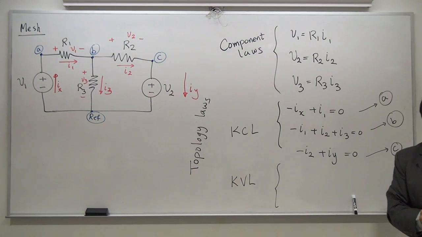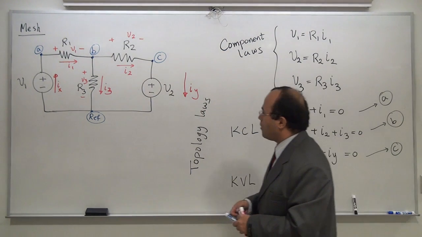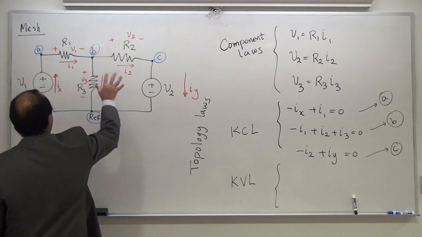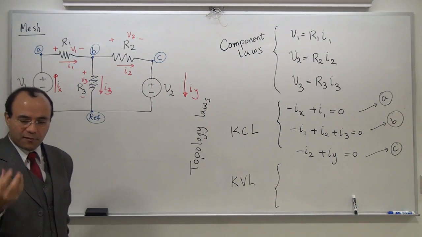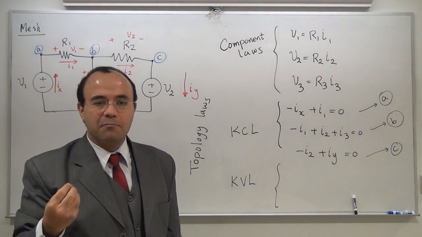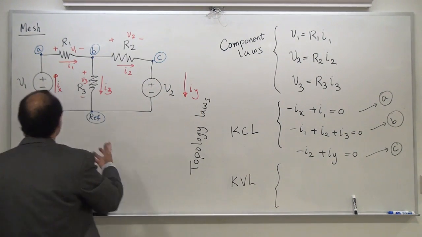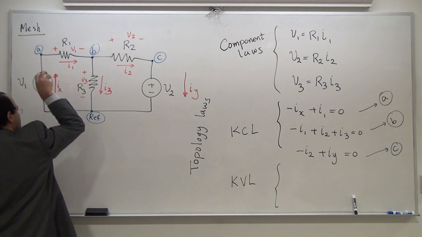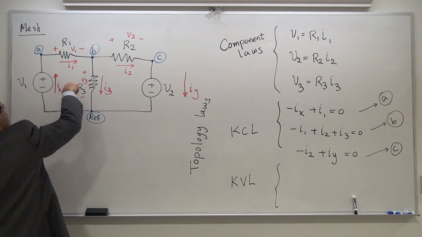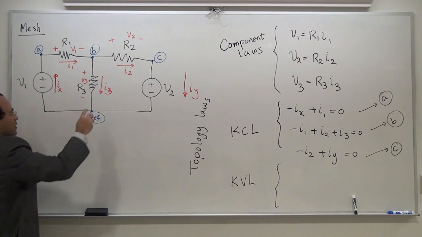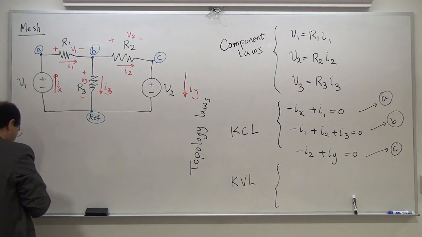Then comes the time to write the KVL law. For KVL, you need to identify the basic loops. There is a mathematical definition for a basic loop, but we don't want to go into details. What we mean by a basic loop is that there is no other loop in it. This is only one loop, a kind of basic building block of my structure. So these are my loops.